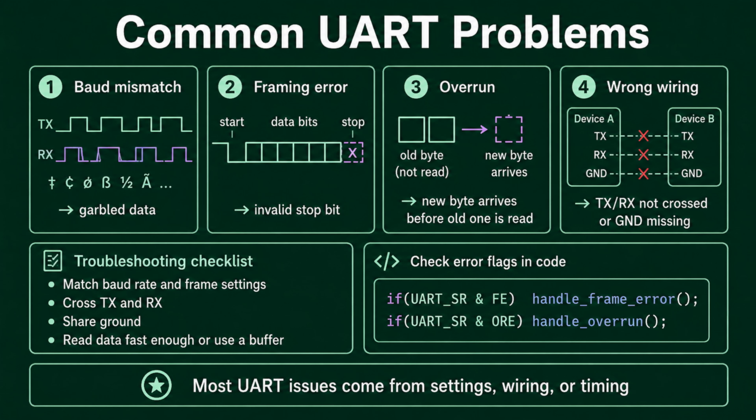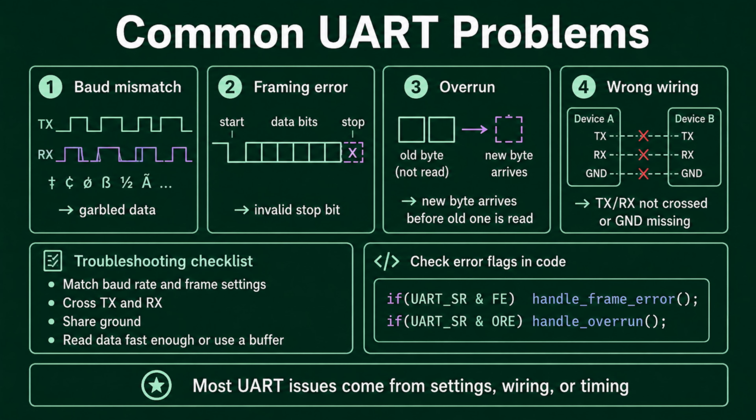UART problems usually come from incorrect wiring, incompatible settings, or software that does not read data quickly enough. A baud-rate mismatch causes the receiver to sample the signal at incorrect positions, producing corrupted characters. A framing error occurs when the expected stop bit is not detected at the logic high level. An overrun error happens when a new byte arrives before the previous byte has been read from the hardware register.